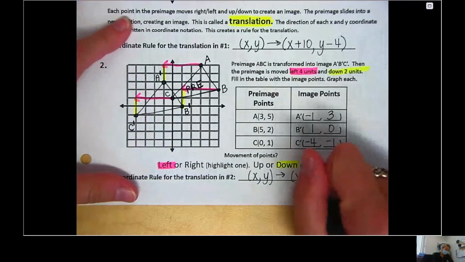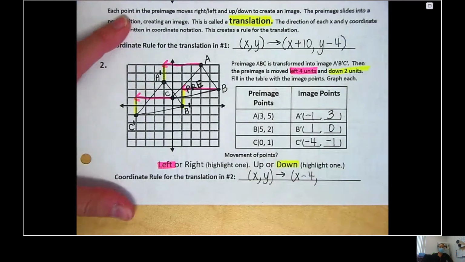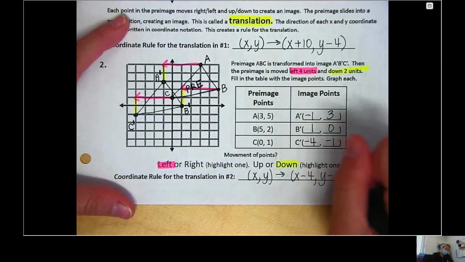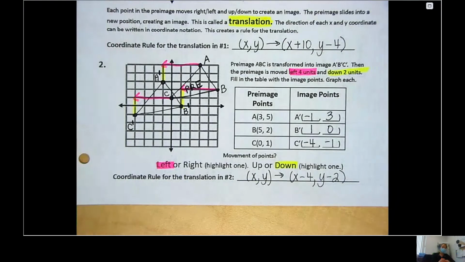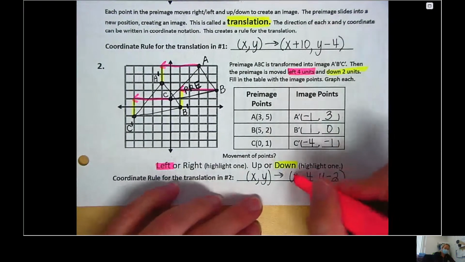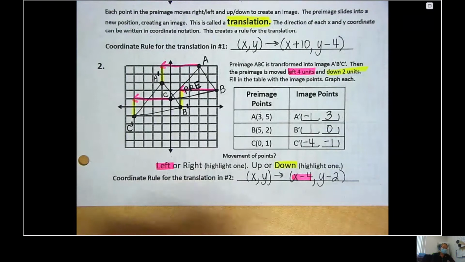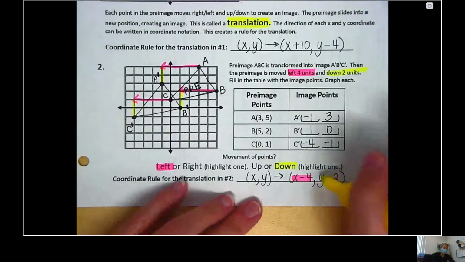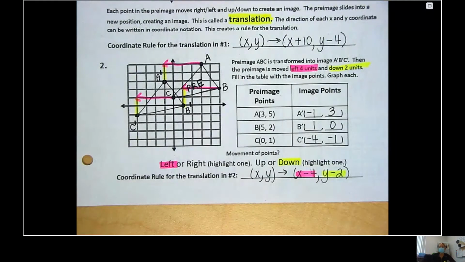Good. What do I do for my Y's? Y minus 2, Jaden. Y minus 2. Because it's going down. So you do Y minus 2. Good. So left meant I go minus 4 on the X. Down meant I went down 2 on the Y. So it's not hard. But you just got to be careful with your signs and careful with your positions, right?